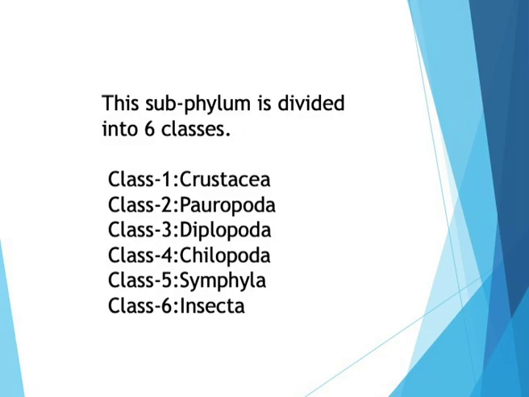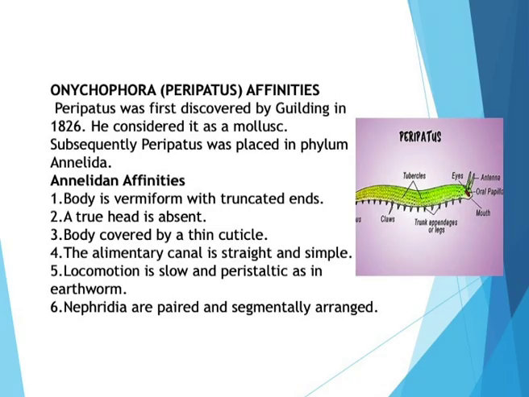This subphylum is again divided into 6 classes: Crustacea, Pauropoda, Diplopoda, Chilopoda, Symphyla, and Insecta. Onychophora affinities. Onychophora is also called Peripatus. This Peripatus was first discovered by Guilding in 1826. He considered it as a mollusk. Subsequently, Peripatus was placed in phylum Annelida.